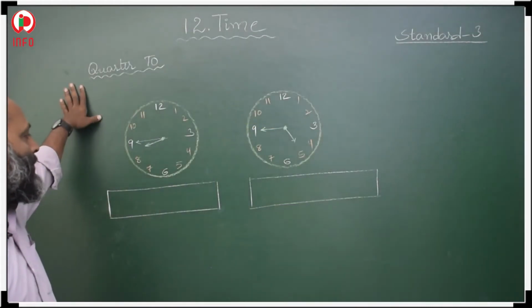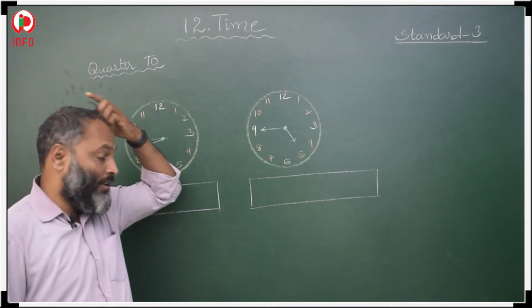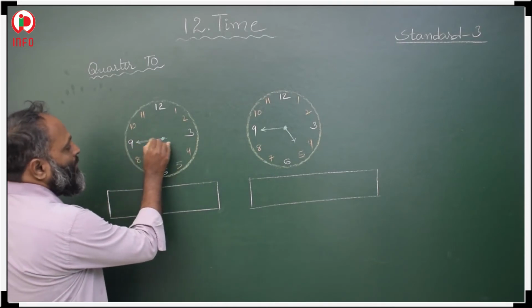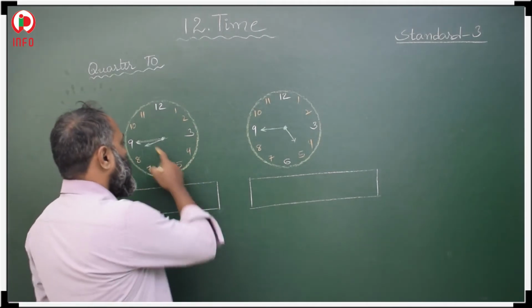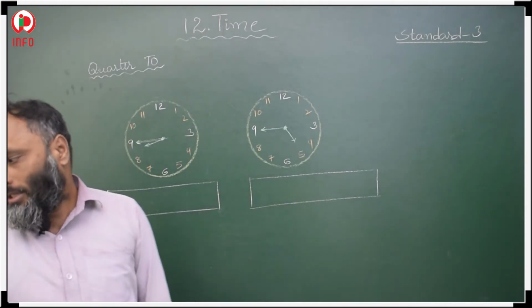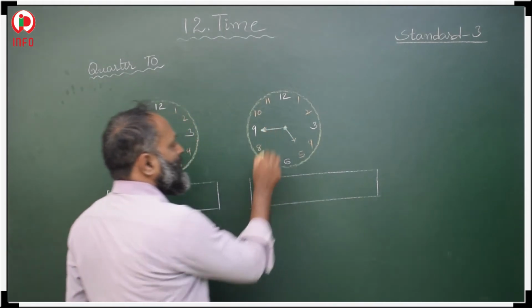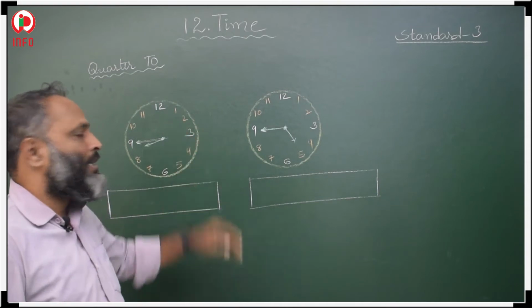Now here quarter to. So how to write quarter to? Whenever quarter to is there, the minute hand should be at 9. Here in both the clocks the minute hand is at 9.